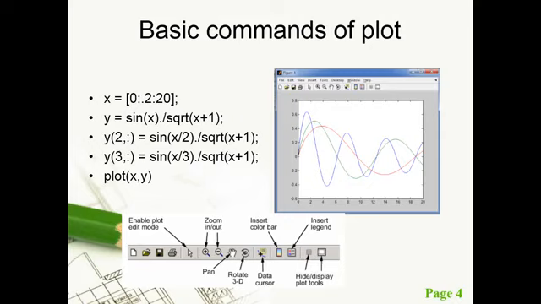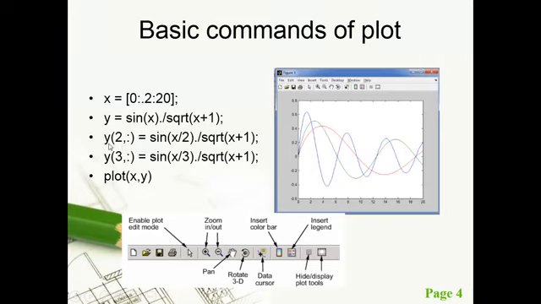Then basic commands of plot. So plotting the x versus y axis, or x values versus y values. These are the basic commands. X is the independent variable, or it is an array starting from 0 to end point 20 with increment of 0.2. Y is a dependent variable. Y is a function of x. This is the function.